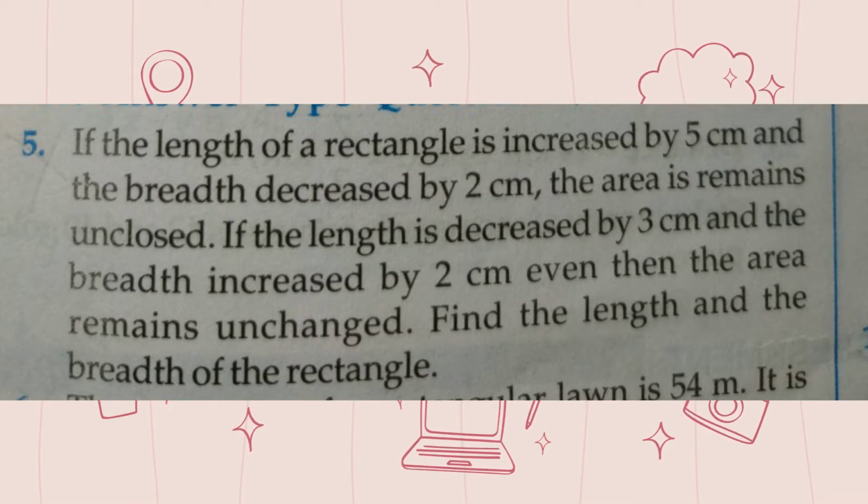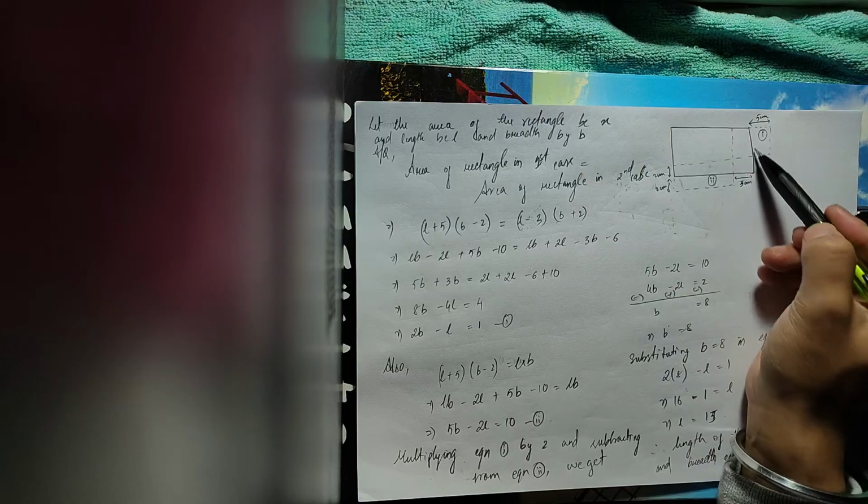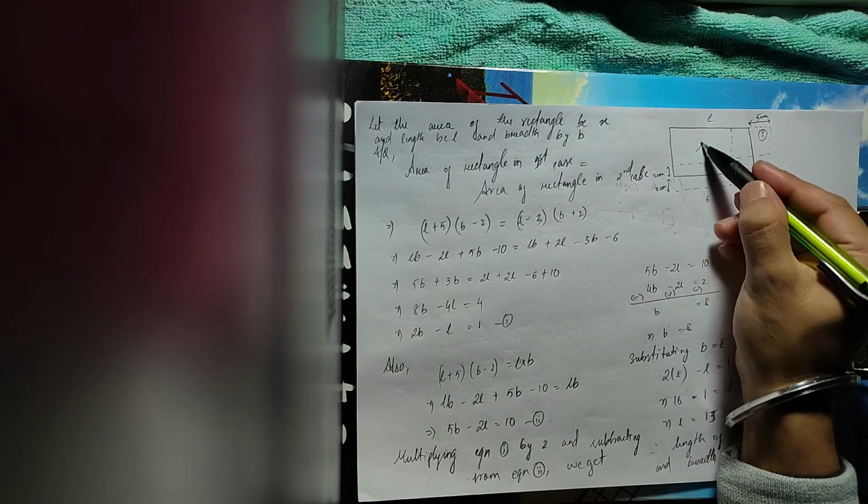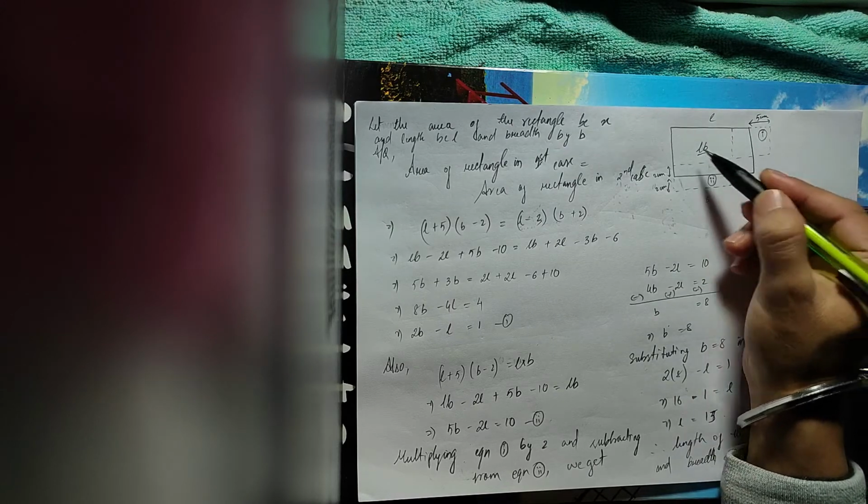Find the length and breadth of the rectangle. Okay, so here in the diagram you see this is your rectangle, where this is your length and this is your breadth. So the formula for area will be simply length into breadth.